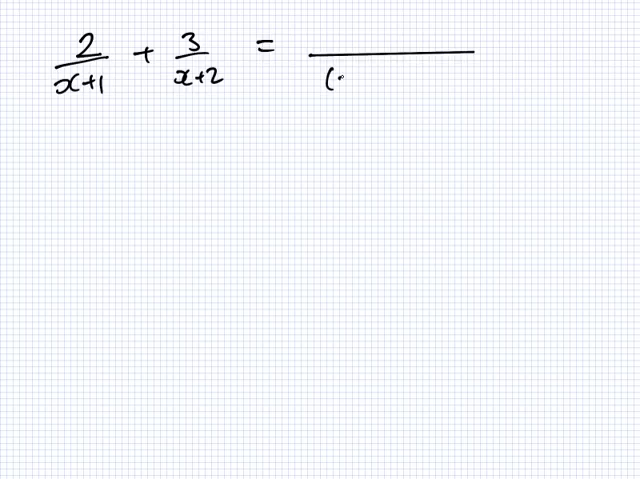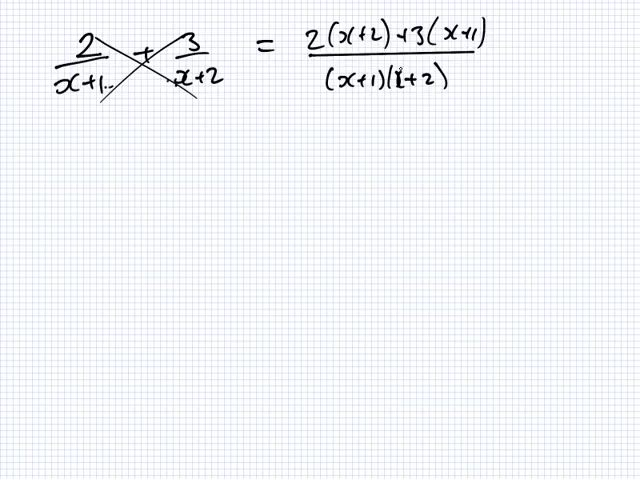Suppose you had something like this: 2 over x plus 1 plus 3 over x plus 2. Let's write it as one fraction. I didn't have you in semester 1, so I don't know how you do it, but I multiply the bottoms and then I make a cross. So 2 times (x plus 2) plus 3 times (x plus 1). Have you seen them added this way before?